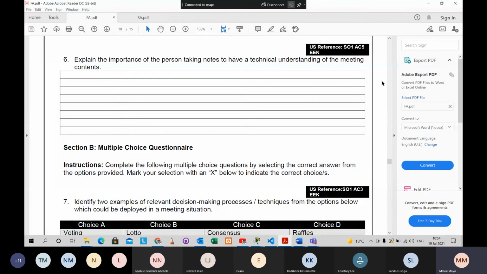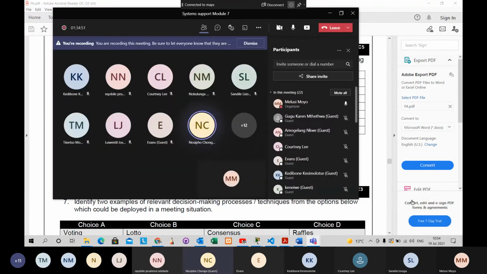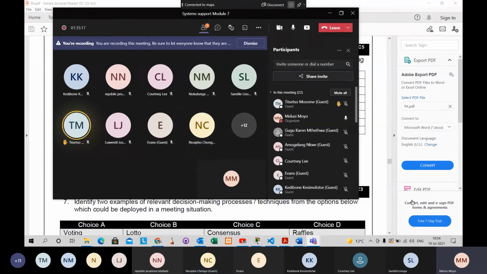All right. Number 6, explain the importance of the person taking notes having a technical understanding of the meeting content. Why is it important for us to take notes in a meeting? So that we can refer to what we talked about last time when we're having another meeting. Yes, thank you. We've been looking for you, man. We've been asking you questions and you were quiet.